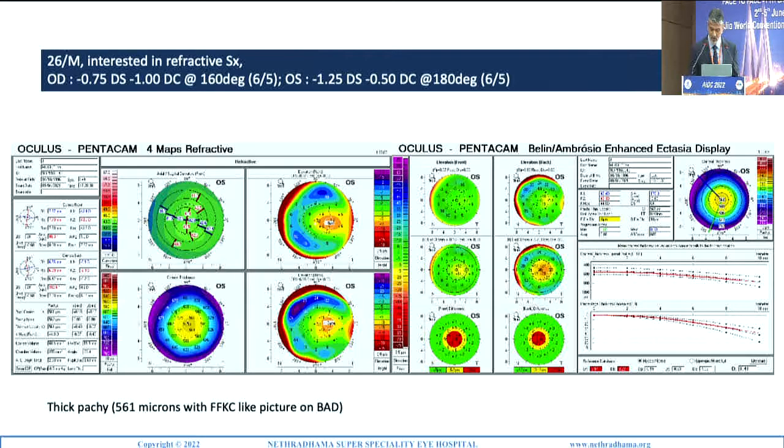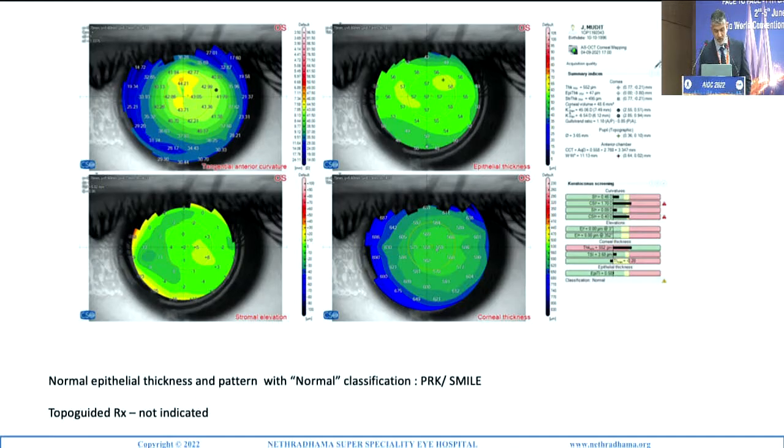And then we look at the MS39, and you can see that it's a normal epithelial thickness pattern, normal classification. So the patient is suitable. Because it's a low myopia, you can either do PRK, SMILE, or even LASIK, and topo-guided treatment. Cross-linking is not indicated. Of course, you can also use biomechanics, like Dr. Raghavendra said, to further confirm whether the cornea is normal. But the Pentacam has a tendency to overdiagnose keratoconus, and you will be rejecting a lot of your refractive patients. So this is something that you need to look at carefully.